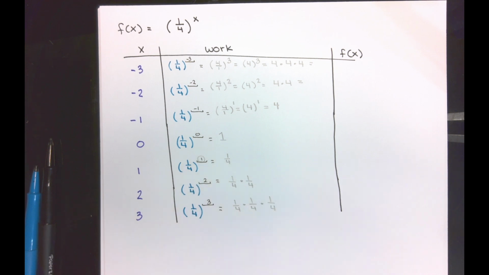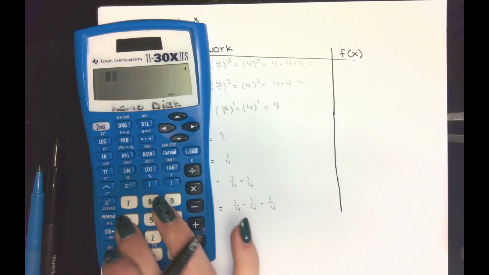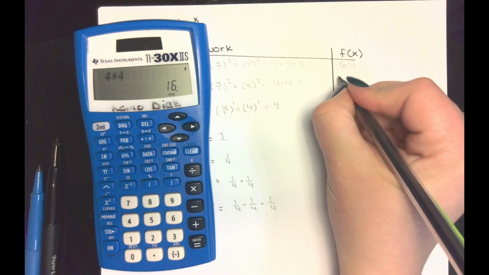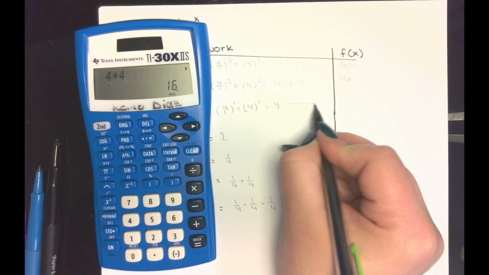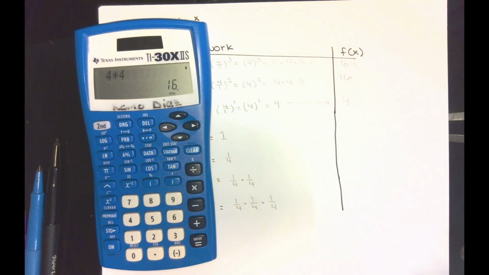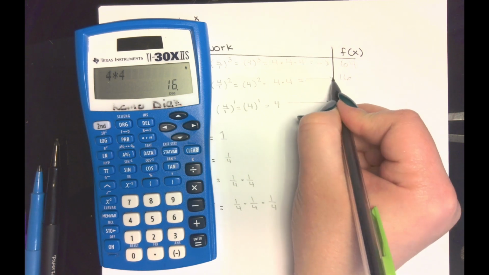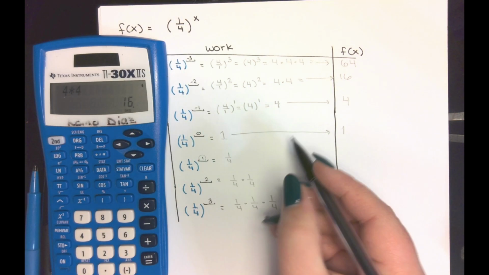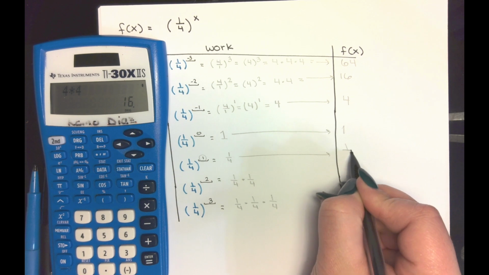Now again, with the help of our calculator, 4 times 4 times 4 is 64. 4 times 4 is 16. This is just 4. I'm going to draw arrows to help me know which one's my output. This is just 1. Here we had just 1/4. There's nothing to do here.